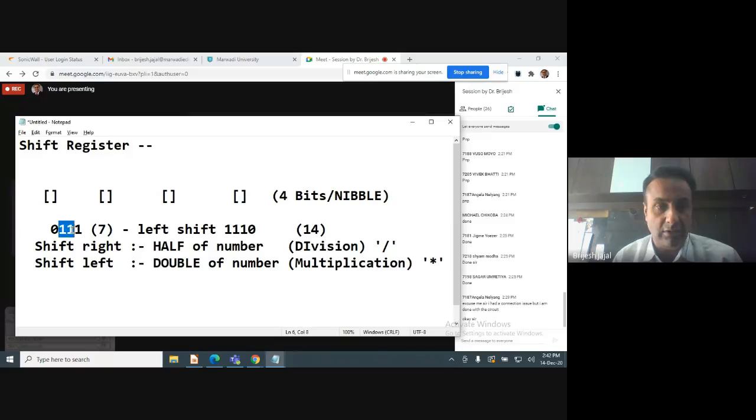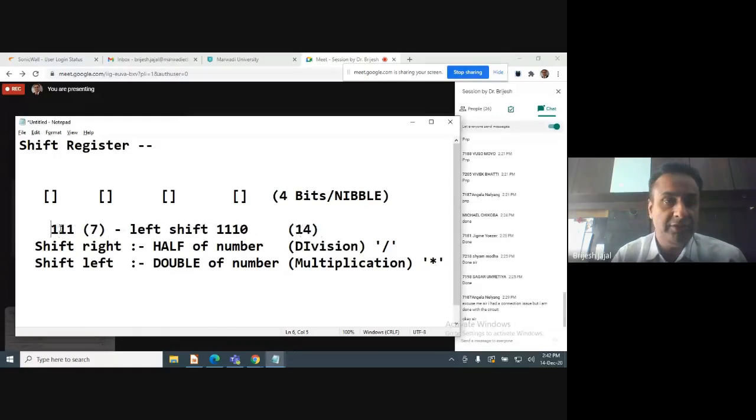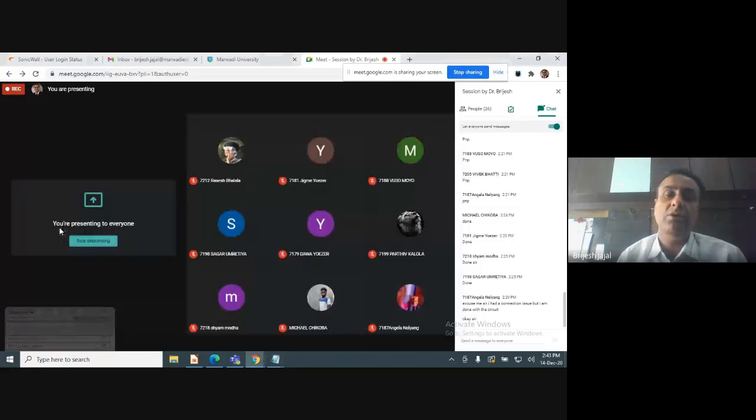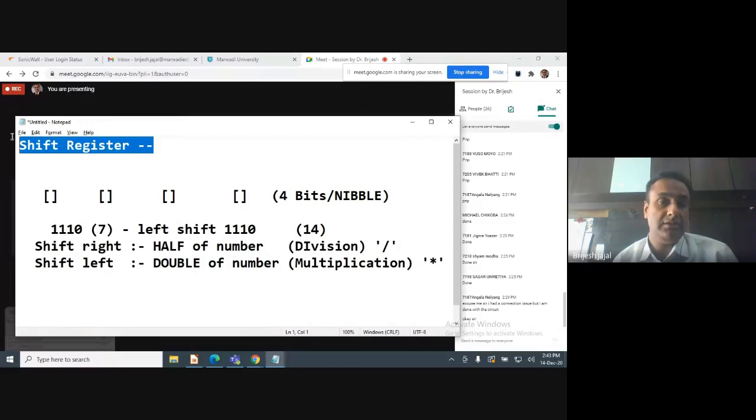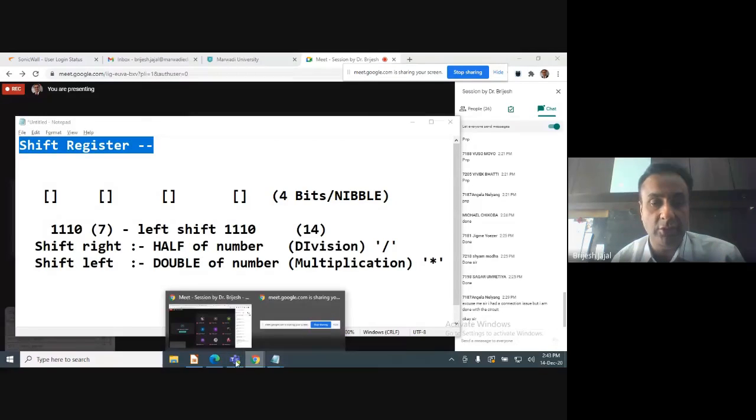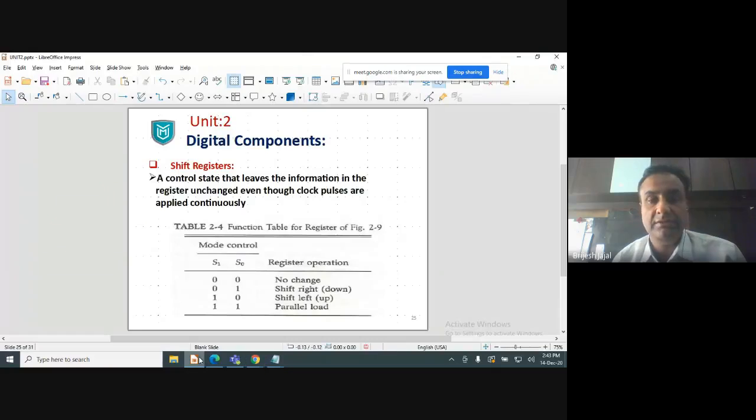I am shifting from this side. It means I remove this and add 1, 0 on this side. So I'm shifting from left. Left means double and right means half. This way you can keep on doing the operation. Multiplication and division operations can be done by using the shift register. So this is the actual practical use of this type of circuit that I am showing you.